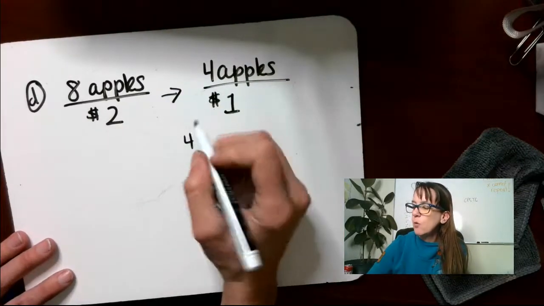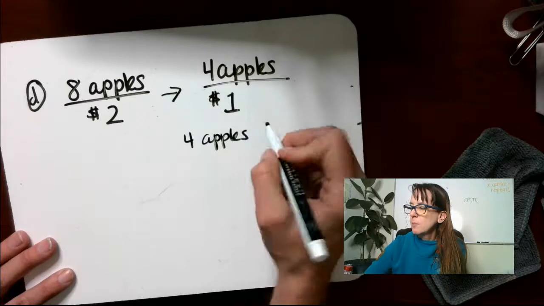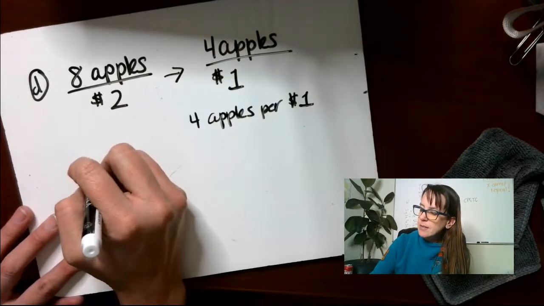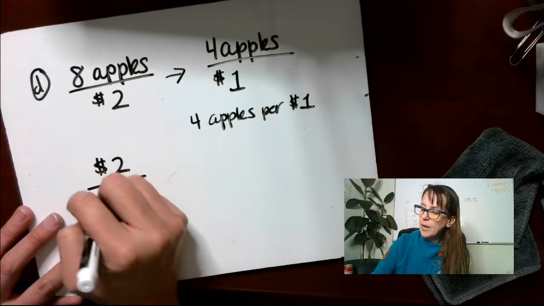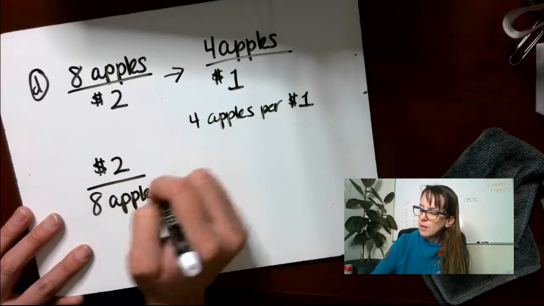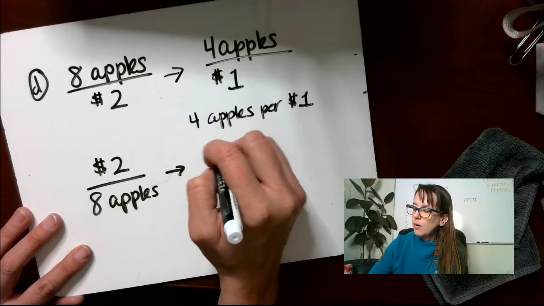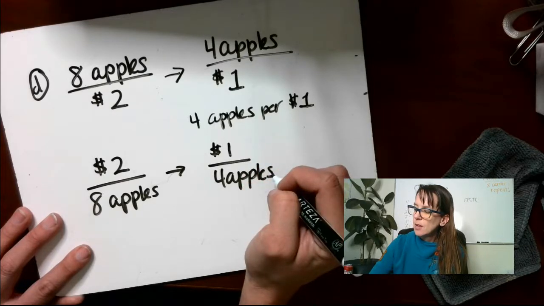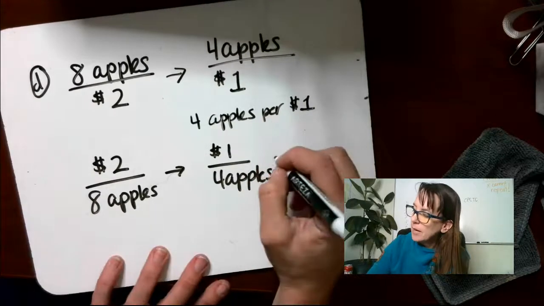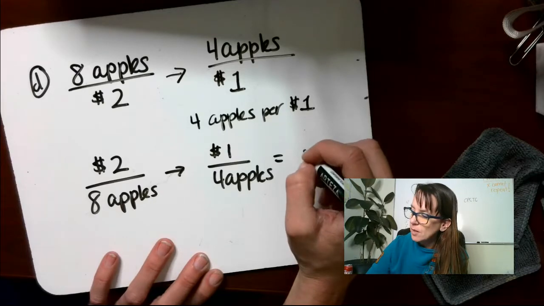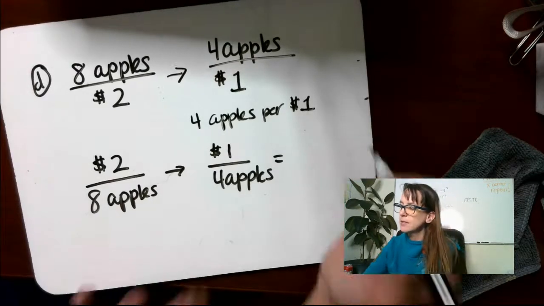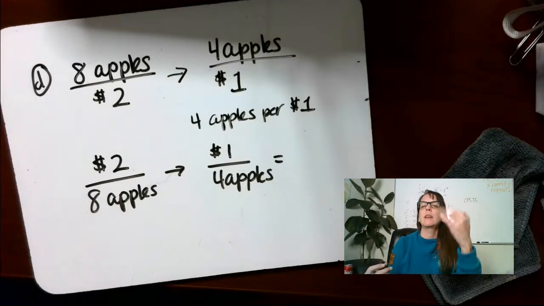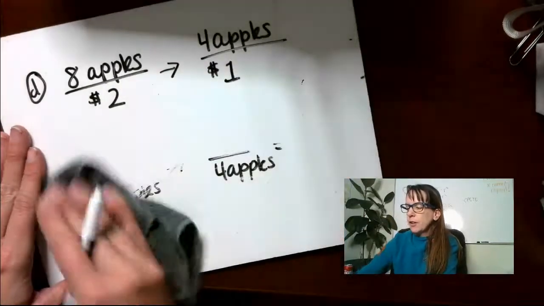So 4 apples per $1. The way you would write that in a sentence, 4 apples per $1. Now the other way around is $2 for 8 apples, which would give me $1 for 4 apples. I guess the best way to say this, you'd get $1 for 4 apples. The biggest thing here is just making sure that you're using it in the right order to make sure that you've got a good understanding of that.